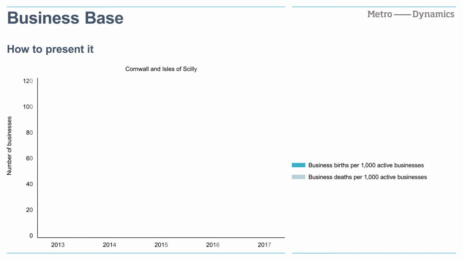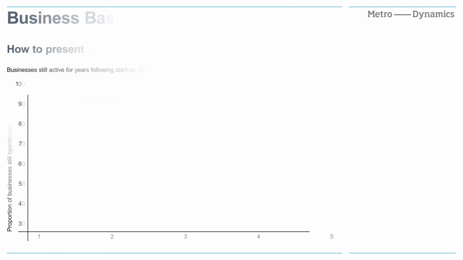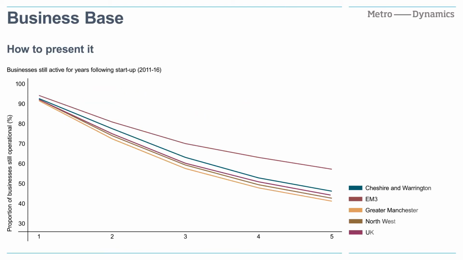To present the births and deaths data, a simple line chart can be helpful to show a comparison. As in this example, the birth rate has been higher than the death rate for most of the period. We can be confident that the total number of businesses has increased. Survival rates can also be effectively shown with a line chart, which is helpful for comparison between places.